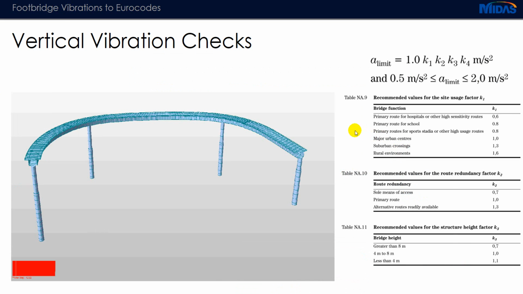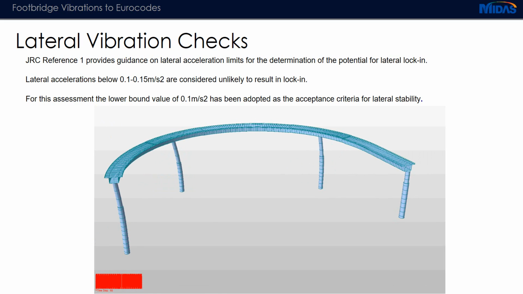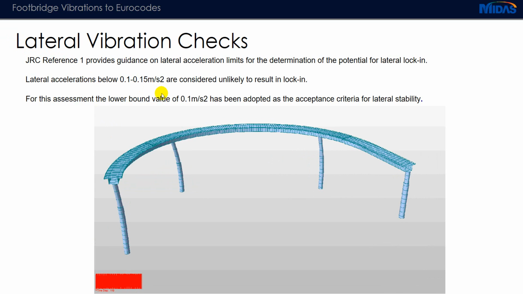Similarly, our next goal is to check also for lateral vibrations. So for lateral vibration checks, the code doesn't really specify, Eurocode doesn't really specify in the National Annex any such code limit for acceleration, but JRC publication gives some values over here. That is, the lateral acceleration should be below 0.1 meter per second square for the acceptance criteria for stability.